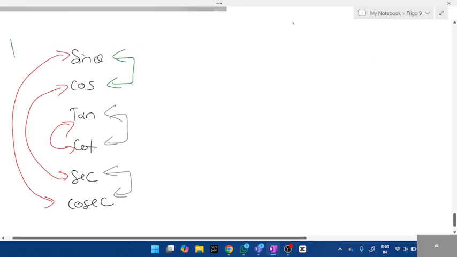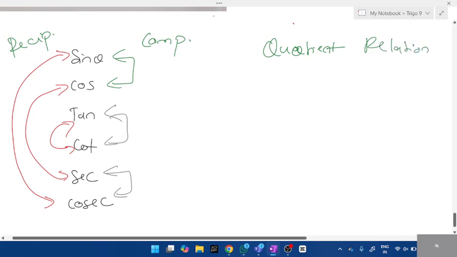Left hand side reciprocal, right hand side complementary. What are the other concepts? There are two special formulas. We call that quotient relation. I've already taught you all students. Only this name I forgot to mention. Quotient relation is nothing but the tan formula. Two special formulas for tan and cot.